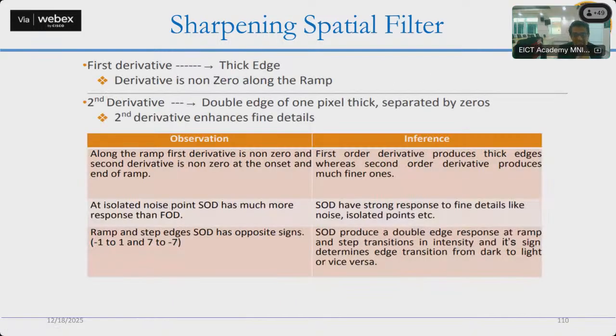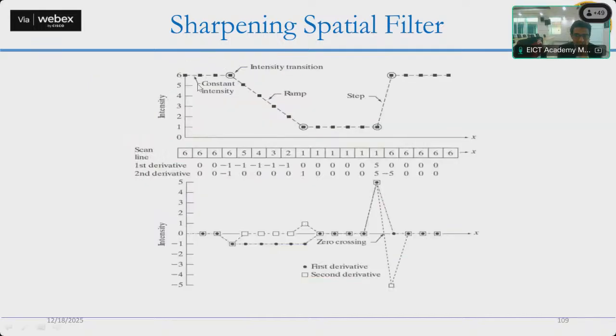The scan line represents the pixel value. The scan line is basically the intensity transition line. There it represents the pixel value. Yes, definitely, this is the scan line here, and it represents the pixel values.